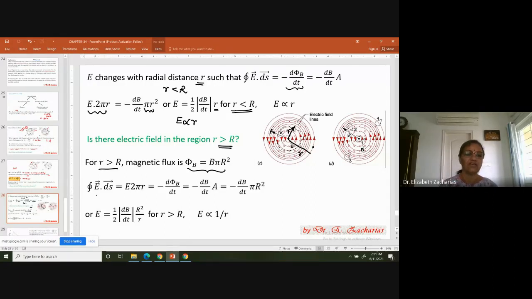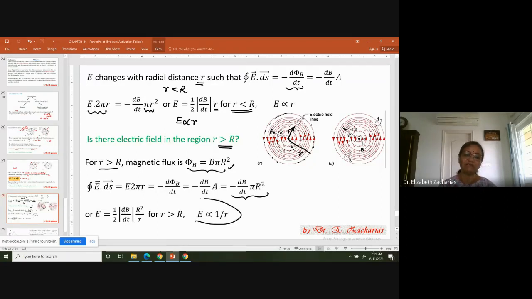So now write the left hand side, E dot ds. E dot ds is E into 2 pi r. What is 2 pi r? 2 pi r is this. This is your 2 pi r. And on the right hand side, you take this, differentiate, you're going to have minus dB by dt into pi capital R square. Listen guys, it is capital R square because the entire flux is enclosed by your loop. So it is pi capital R square. Now again get your E. E will be half dB by dt into capital R square by r.